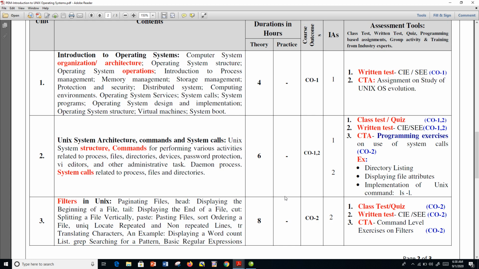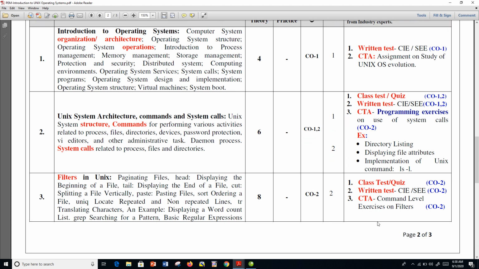Chapter three focuses on filters in Unix. This is a very interesting topic, and there are many filters you will find, and we'll go through them. You will be made to go through them as part of CTA. CTA refers to the course teacher's assessment for 10 marks. This is the most important thing. Though it is only 10 marks, whatever you do there is true learning. So you will be asked to go through different filters in this.